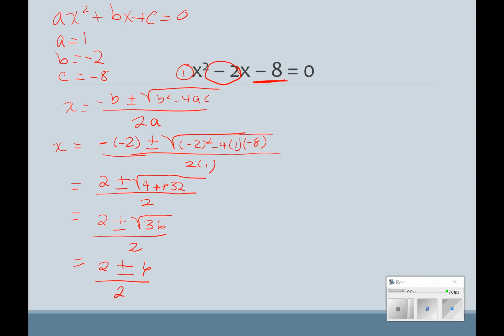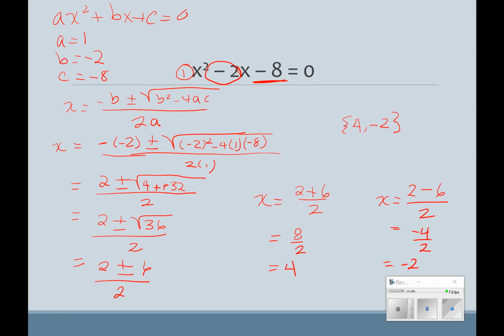Now we're going to split this into two different expressions. So x is going to equal 2 plus 6 divided by 2, and x is going to be equal to 2 minus 6 divided by 2. So 8 divided by 2 is 4, and negative 4 divided by 2 is negative 2. So in this case, our solutions are going to be 4 and negative 2.